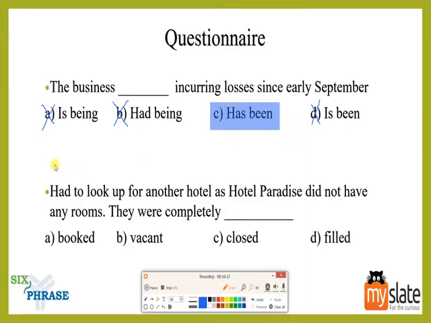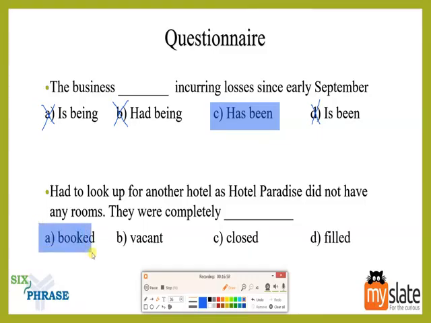Okay, "had to look up for another hotel as Hotel Paradise did not have any rooms. They were completely dash." Okay, here we are going to use our logic. So one person wanted to book a hotel. That hotel is Hotel Paradise, right? And they did not have any kind of room. So if they did not have any kind of room, it need not mean they are totally filled, right? If someone says I'm going to come before you, like if you are booking and someone has booked before you, that is also fine, right? So it means it has been booked. That is all, very simple.